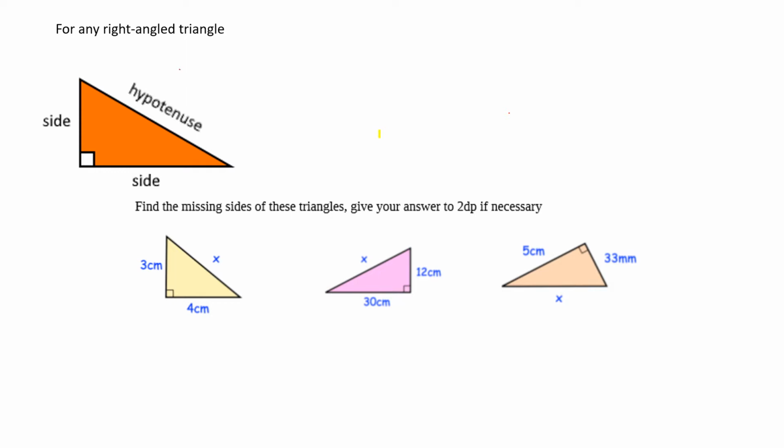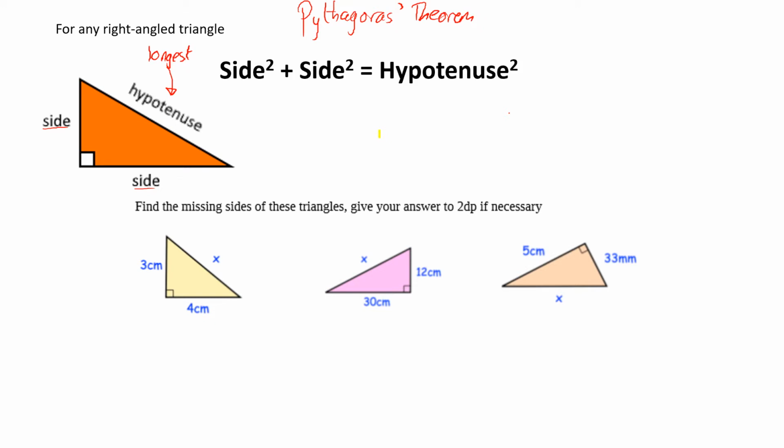The longest side of a right-angled triangle is called the hypotenuse. I think it's a Greek word meaning longest side. The other sides we don't really care about, so we'll just call them sides. What we're going to introduce here is Pythagoras' theorem, which only works for right-angled triangles but is really powerful. And it's this: the side squared here plus the side squared here gives us the hypotenuse squared.